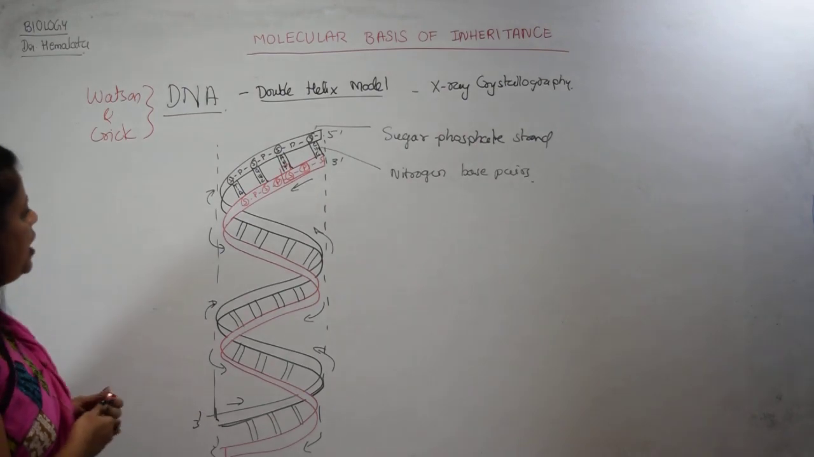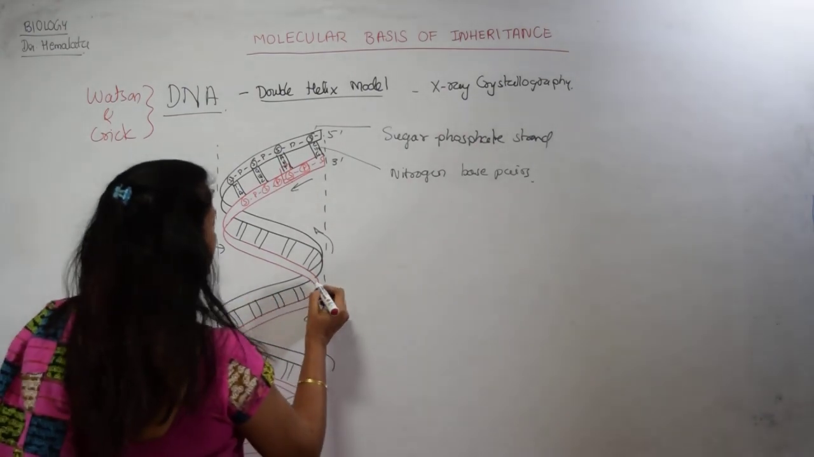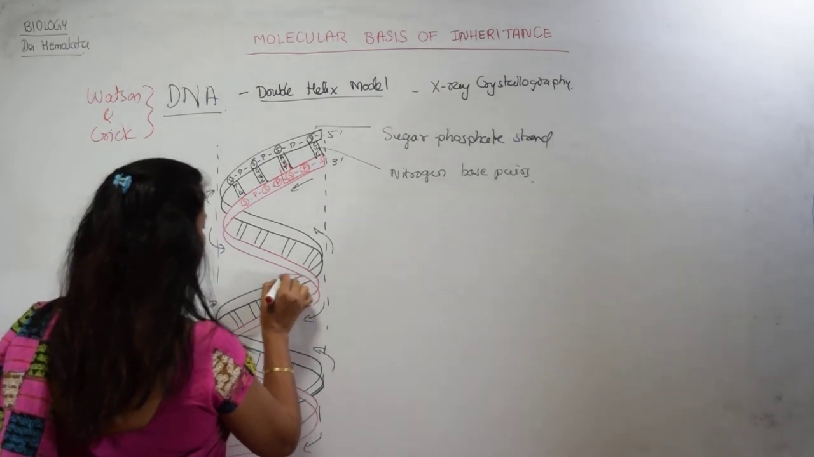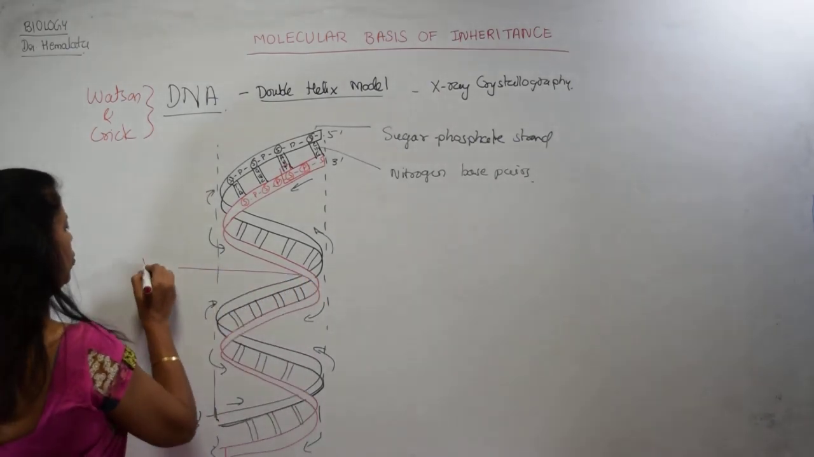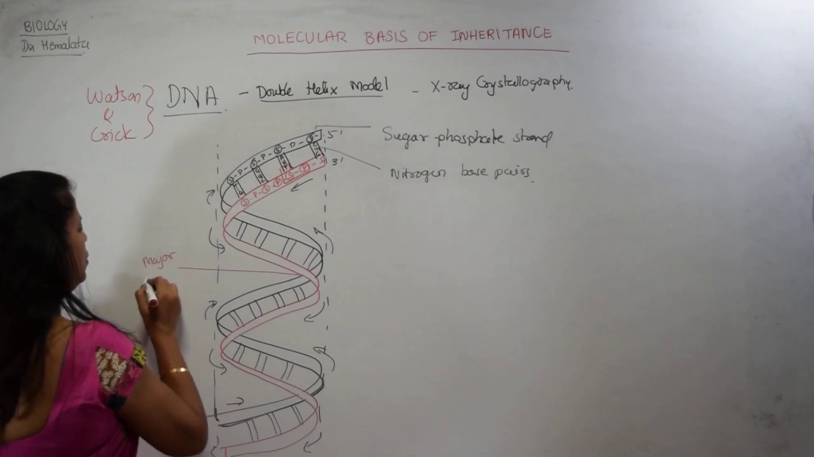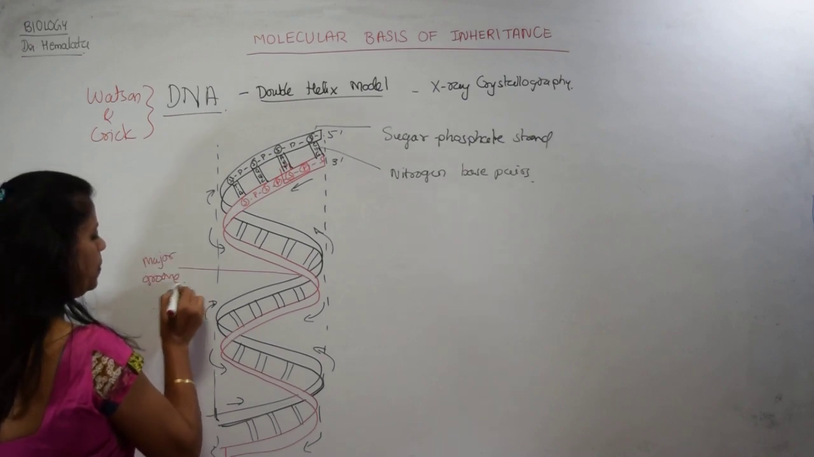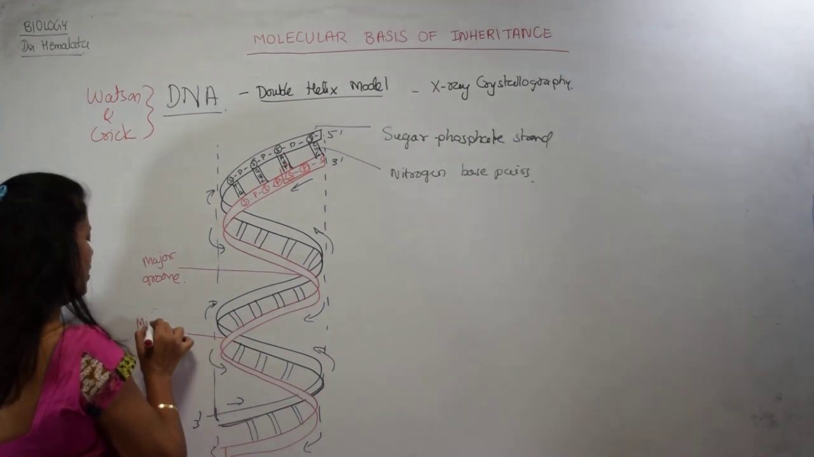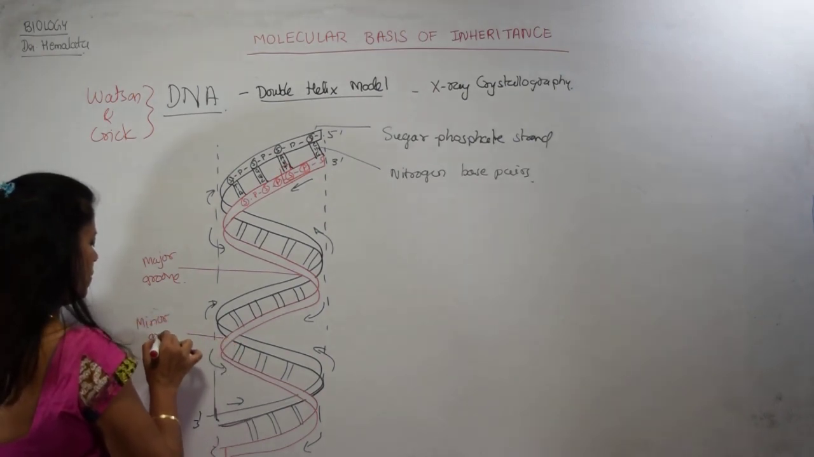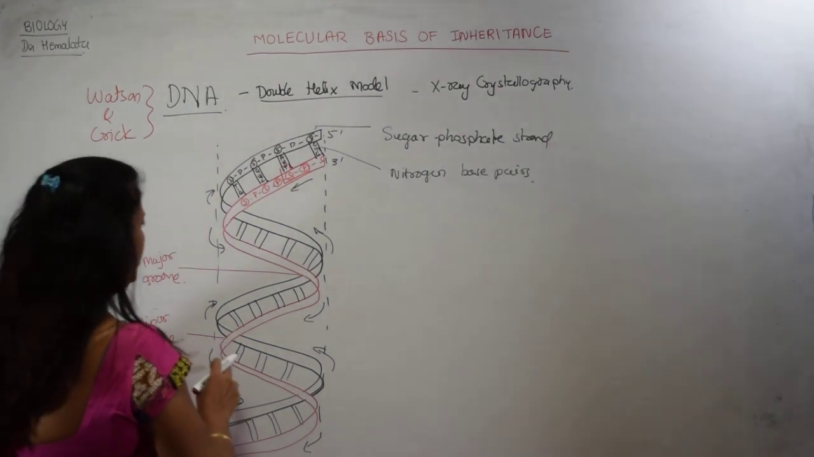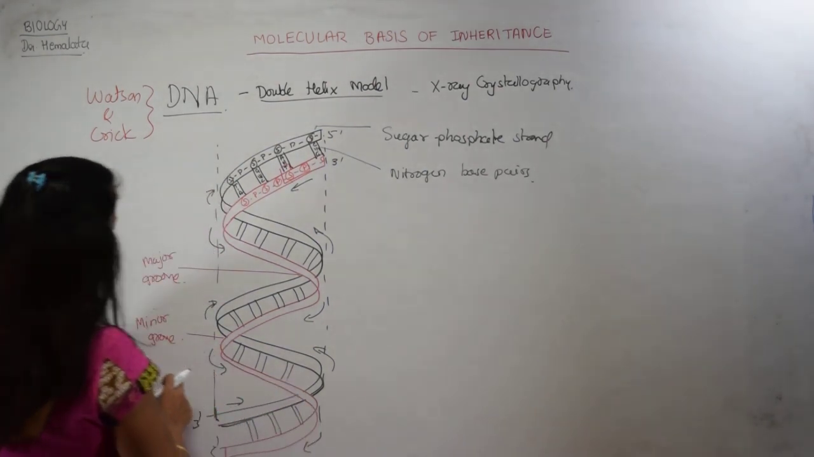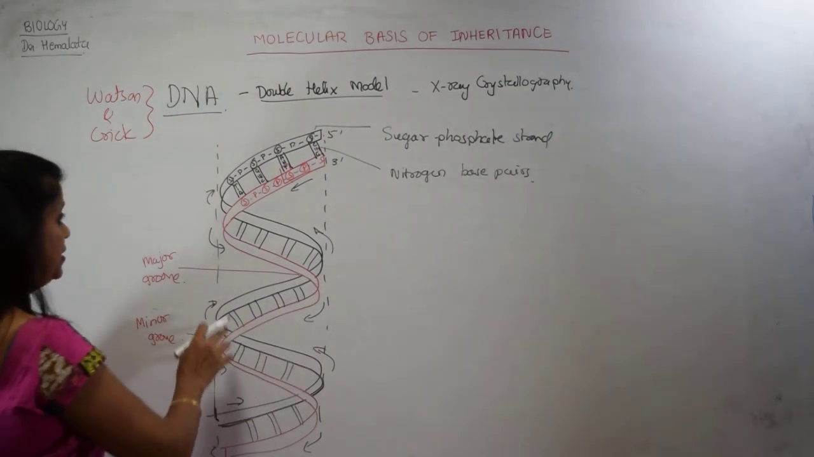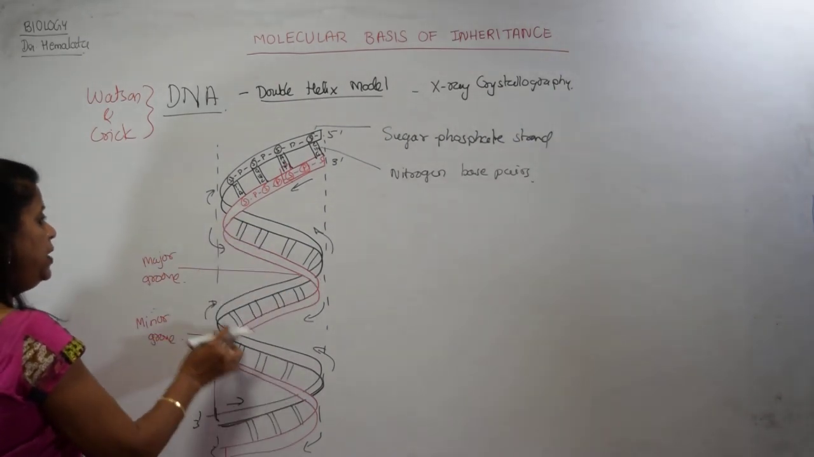Imagine from here you are watching. This is the minor groove. One groove is there now. This is a major groove. And its small groove is here. This is the minor groove. Okay. One complete groove is one major groove and one minor groove for both the strands. This strand's minor and major grooves are here.